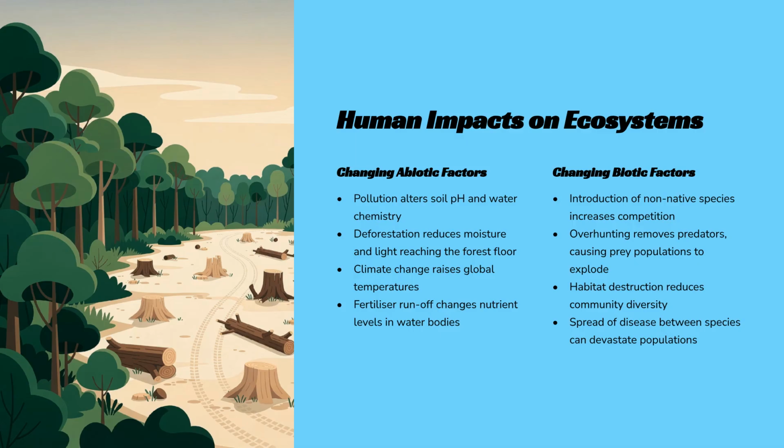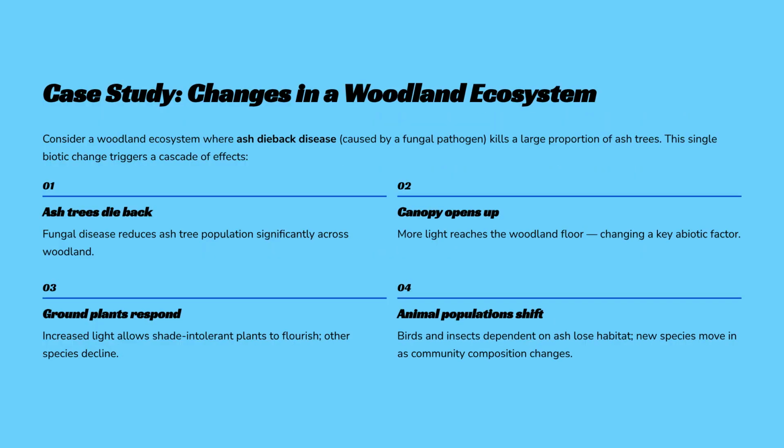Human activity significantly alters ecosystems. From pollution changing soil chemistry to deforestation and climate change, these interventions disrupt established abiotic conditions and influence community structures. Consider the impact of ash dieback disease. As the disease kills trees, the canopy opens. This shift in light, an abiotic factor, allows new plants to grow on the woodland floor, which in turn shifts the animal populations.